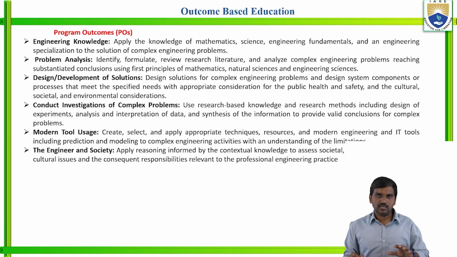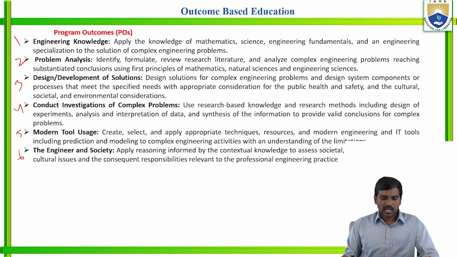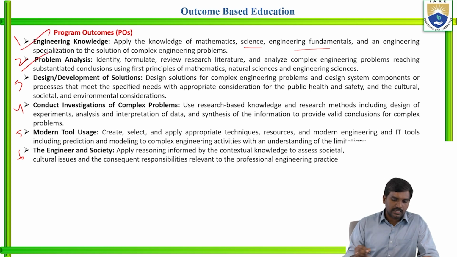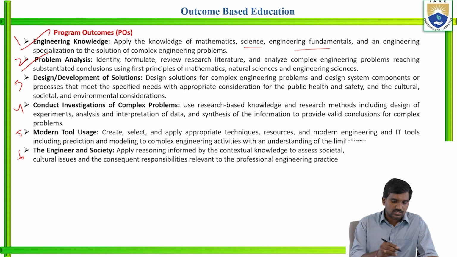The program outcomes are 12 in number. They start with engineering knowledge: apply the knowledge of mathematics, science, engineering fundamentals and engineering specialization to the solution of complex engineering problems. That is the first PO defined by NBA. Then problem analysis: identify, formulate, and review research literature. And design and development of solutions, based on what you understand from the problem analysis. That is the third one.